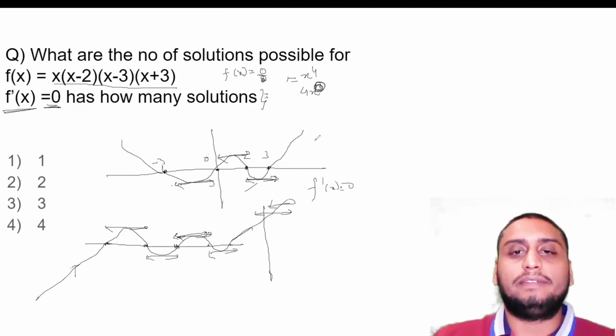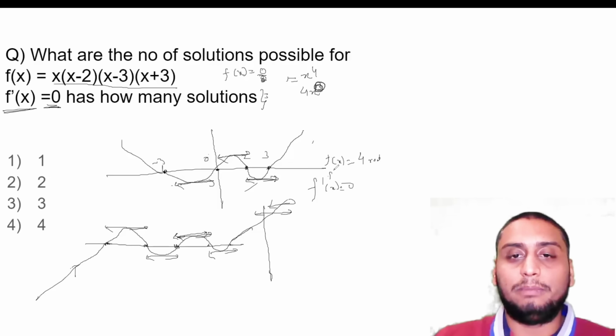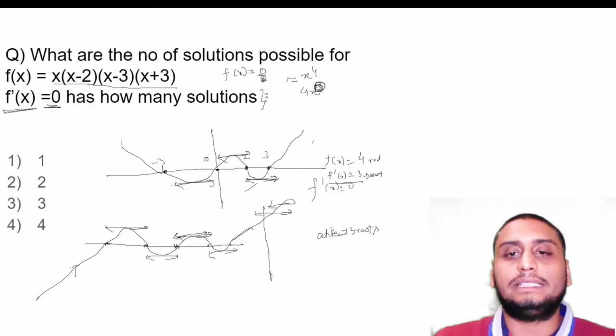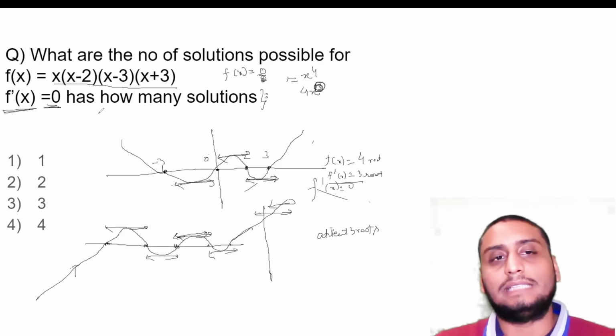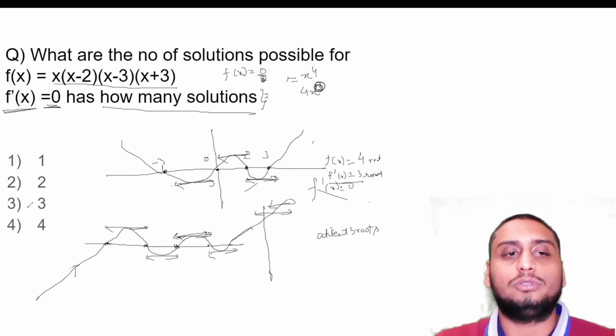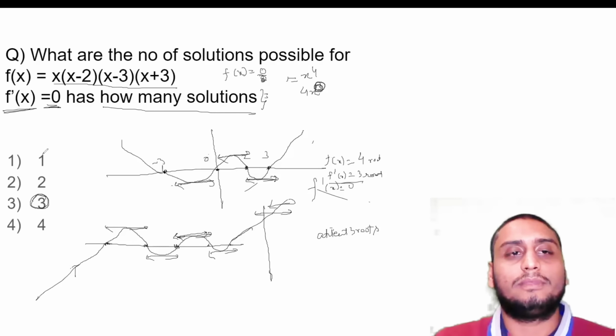So let's say f(x) has 4 roots, then if it is a simple polynomial, f'(x) would have 3 roots. And if it is a complex polynomial, it would have at least 3 roots. So f'(x) will have at least 3 solutions, but the question asks how many solutions, not at least or at most. So the answer would be 3 because this is a simple polynomial. You can implement this on any polynomial. Let's say if f''(x) equals 0, then it would always be 2 solutions.